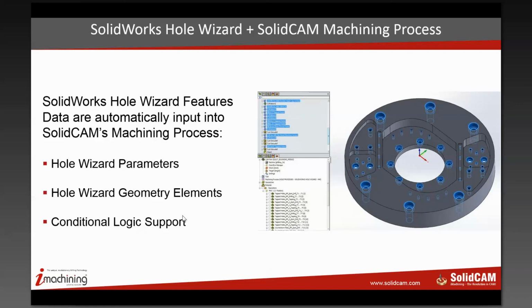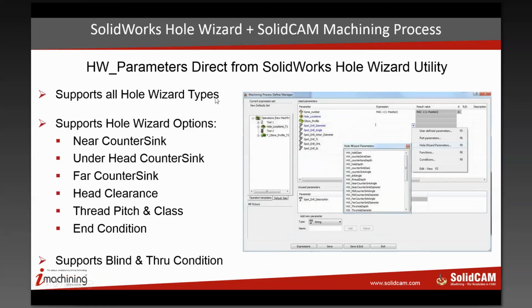It supports all types of whole wizard types. Okay? We pick up the near countersink, underhead countersinks, far countersinks, head clearances, and so forth. All of that information is now available to the machine process, and we can take advantage of that to make a very, very automated machine process. And it also supports blind and through conditions, so we can make different conditional decisions, whether it's a blind hole or a through hole. Okay?